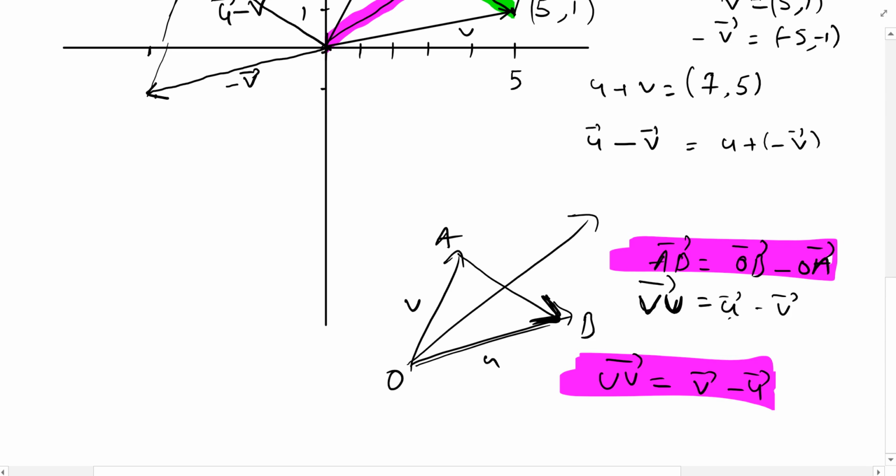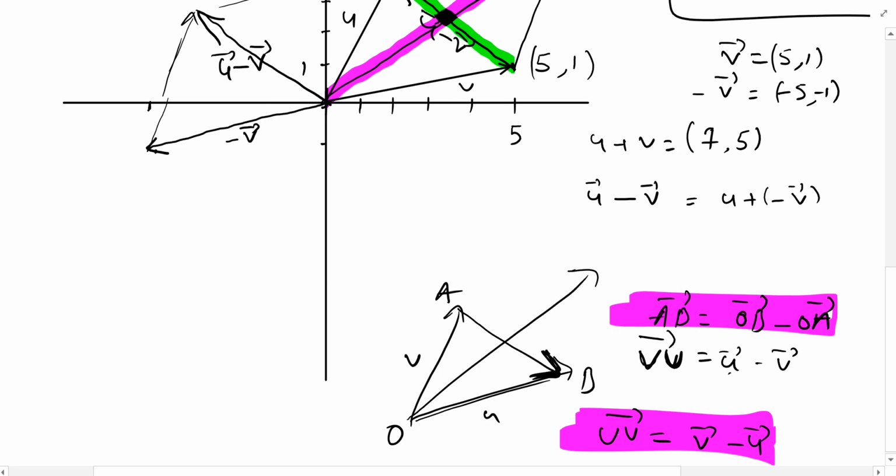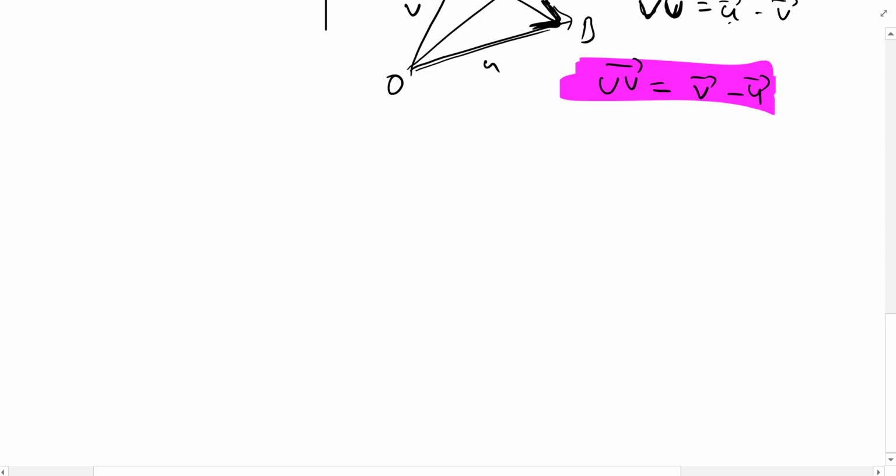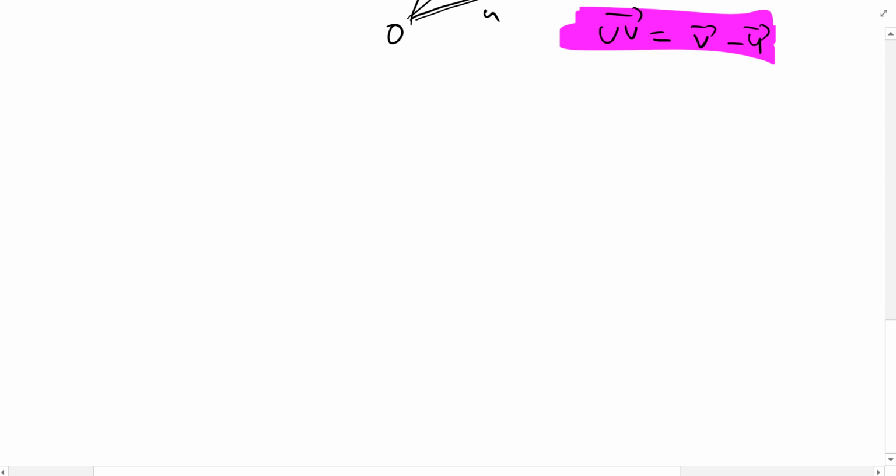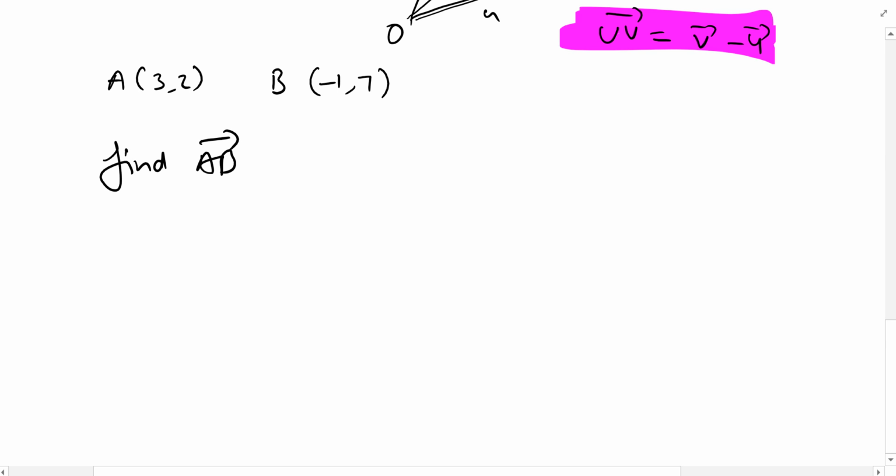Makes sense to you, right? I think so. Any question, I can elaborate more in a better way if you want. I think maybe once I see it in the context of a question, it would help. The question they're going to ask you is going to look like: point A is 3, 2, point B is -1, 7. Find the AB vector. So this is the question in the context of the differences of the vectors.